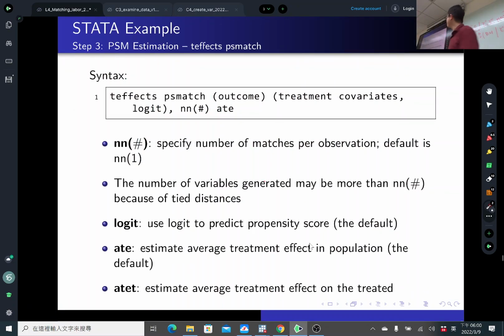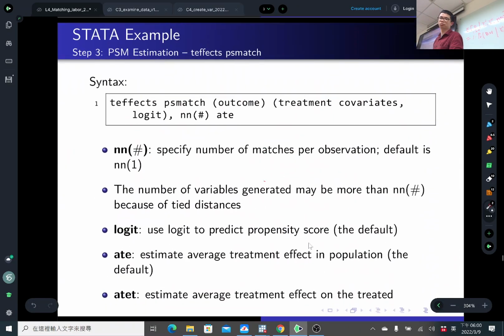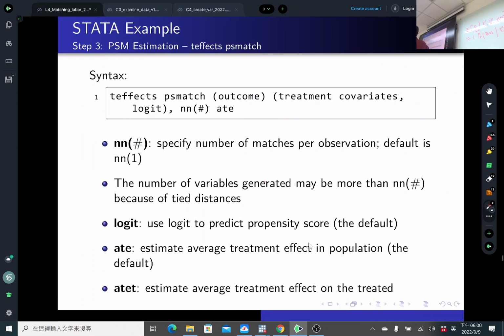Okay, so then you do propensity matching. So after you check everything in the pre-treatment period data, you find their characteristics are quite different. So that's why you need to do matching. So you can use this package, teffects psmatch. So teffects is a package, a command that can do a lot of matching. So they have a lot of options. And here is one of the options called psmatch. This allows you to do propensity matching.